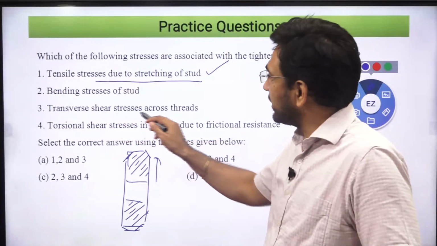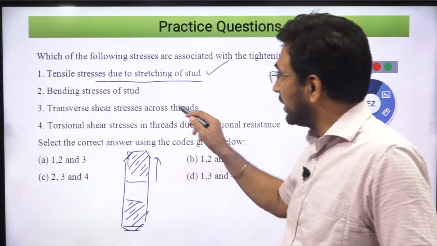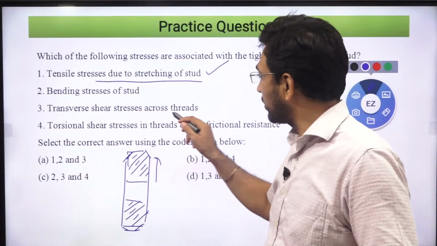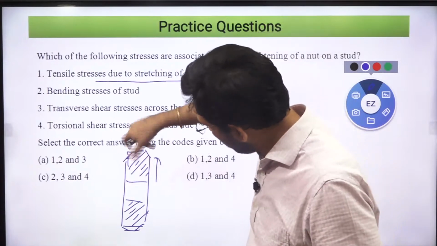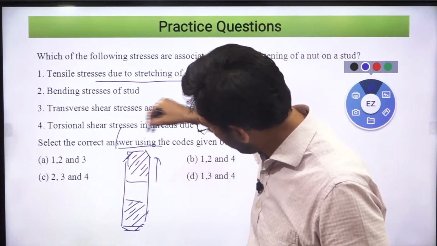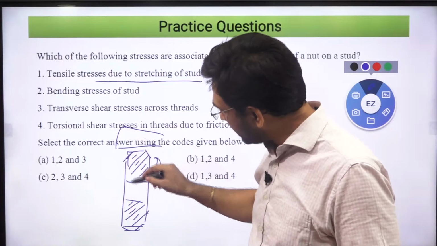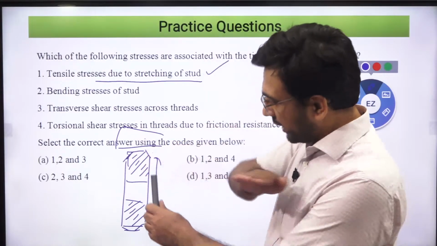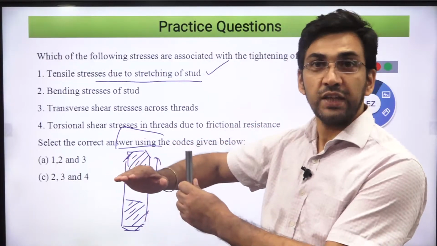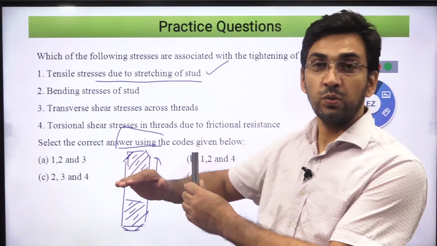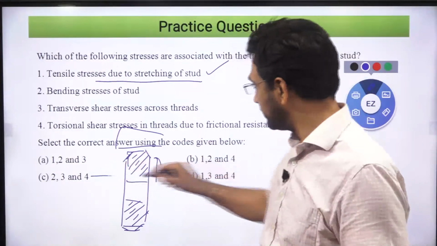Transverse shear stresses across the threads. Now you are tightening using a nut over here. Then he's saying because of tightening, across that particular section, shear stresses are going to be induced. Like this, no logic.